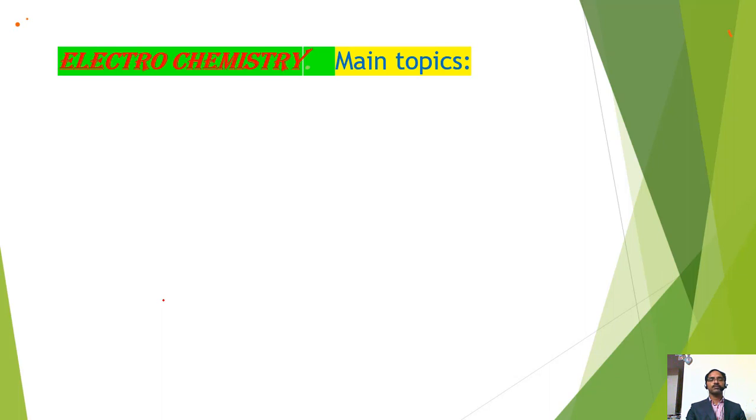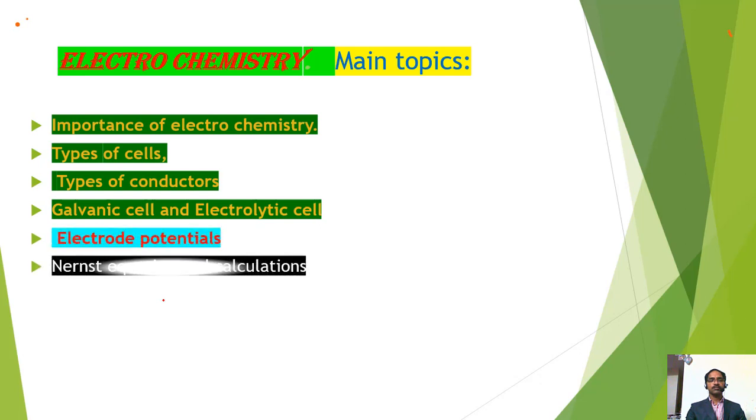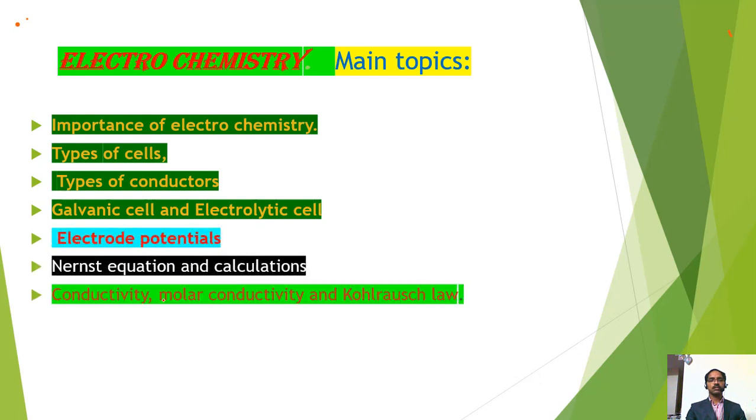Electrochemistry main topics: importance of electrochemistry, types of cells, types of conductors, galvanic cell and electrolytic cell, electrode potentials, Nernst equation and calculations, conductivity, molar conductivity and Kohlrausch law, Faraday's laws, batteries and corrosions.